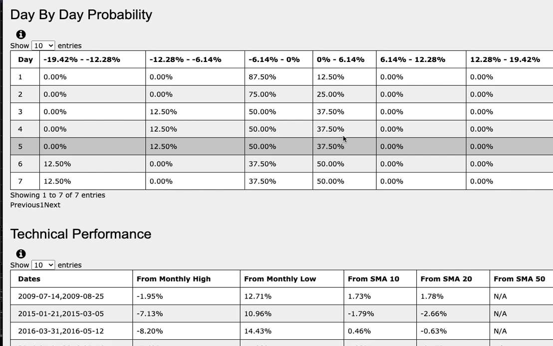for XOP to climb between 0 to 6.1%. As for the downside, we have a 50% chance for it to fall between 0 to negative 6.1%, and a 13% chance to fall between negative 6.1% to negative 12.3%.